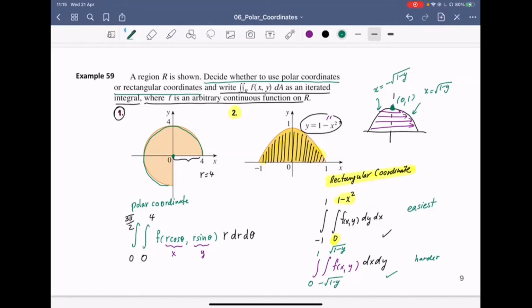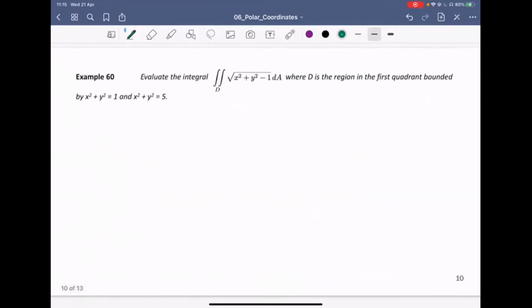All right, so we're gonna move to the next one. Number 660. All right, let's look at that. I want to evaluate the given integral here, where D is the region bounded by these two circles, and this region is strictly in the first quadrant.